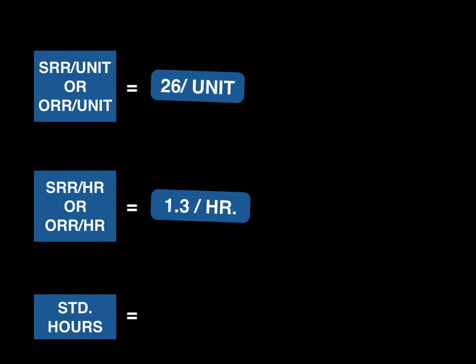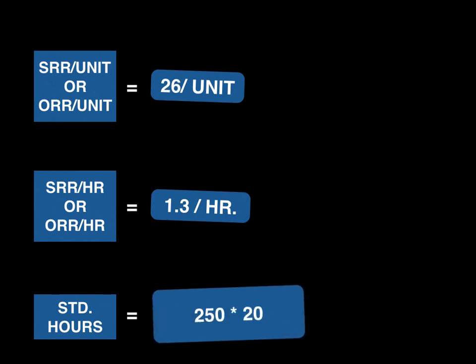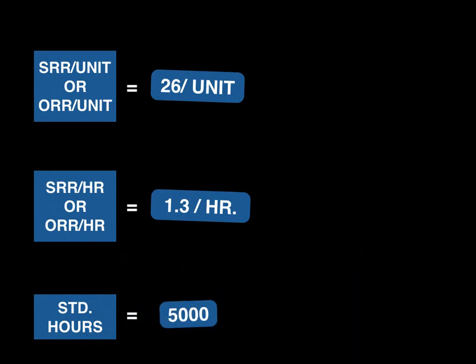So how will I calculate that? For one unit, we need 20 hours. So if we actually produce 250 units, then for 250 units, at the rate of 20 hours, we should have consumed 5,000 hours. That's the standard hours. All right. Now let's calculate the variances.